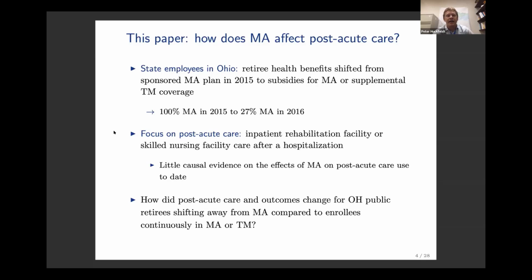This is inpatient rehab or skilled nursing care that a patient receives after a hospital stay. And there's really little causal evidence on the effects of Medicare Advantage on post-acute care use to date. It's almost totally been cross-sectional evidence. What we're going to do is look at how post-acute care and post-discharge outcomes changed when Ohio public retirees shifted away from Medicare Advantage compared to different comparison groups that were continuously enrolled in Medicare Advantage or traditional Medicare.